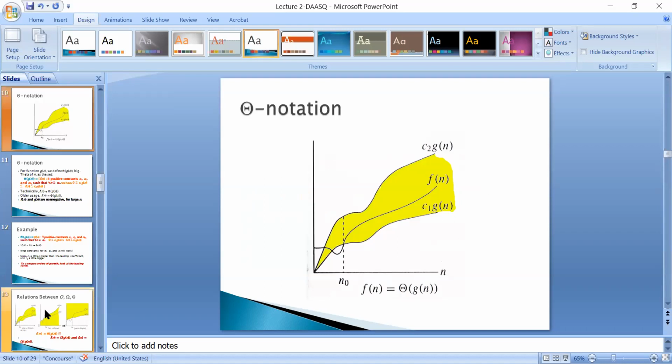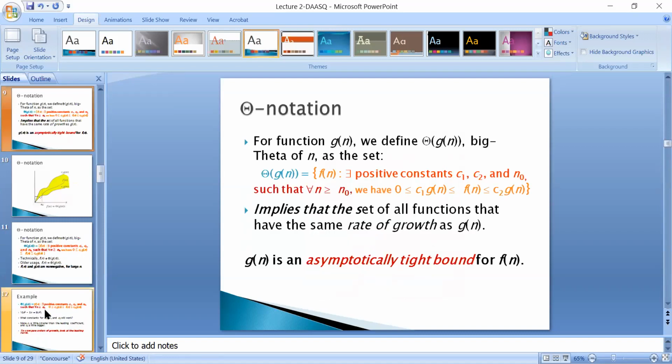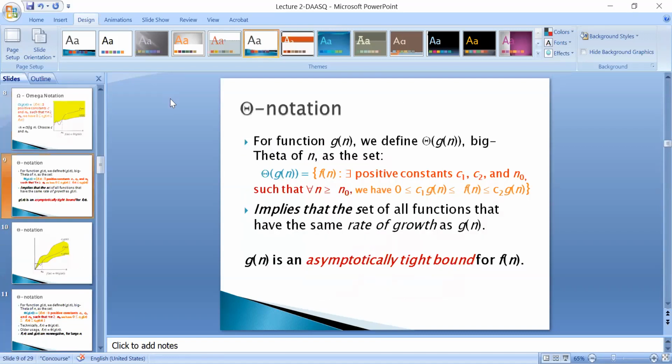That means if we go at the definition, the definition says all the functions that, for some positive constants, there are two positive constants defined here: c1 and c2, and n0 is the point beyond which this equation will always be true, such that for all n greater than n0 we have this equation: 0 is less than or equal to c1 gn, less than or equal to fn, less than or equal to c2 gn.